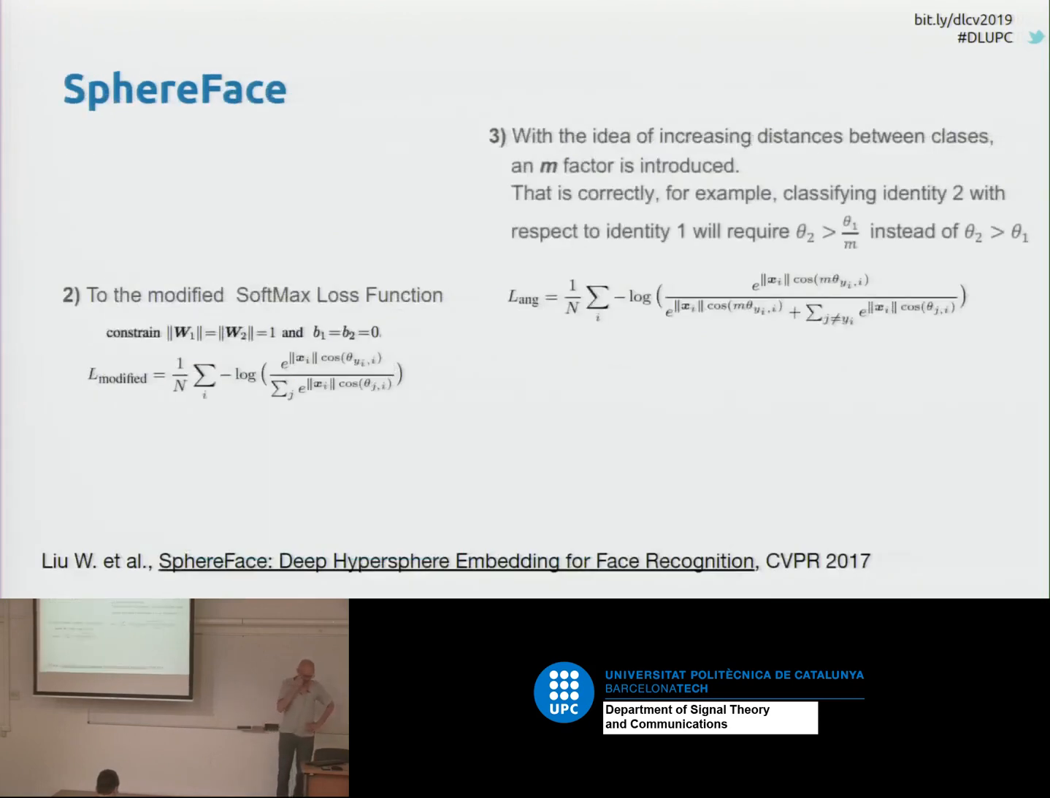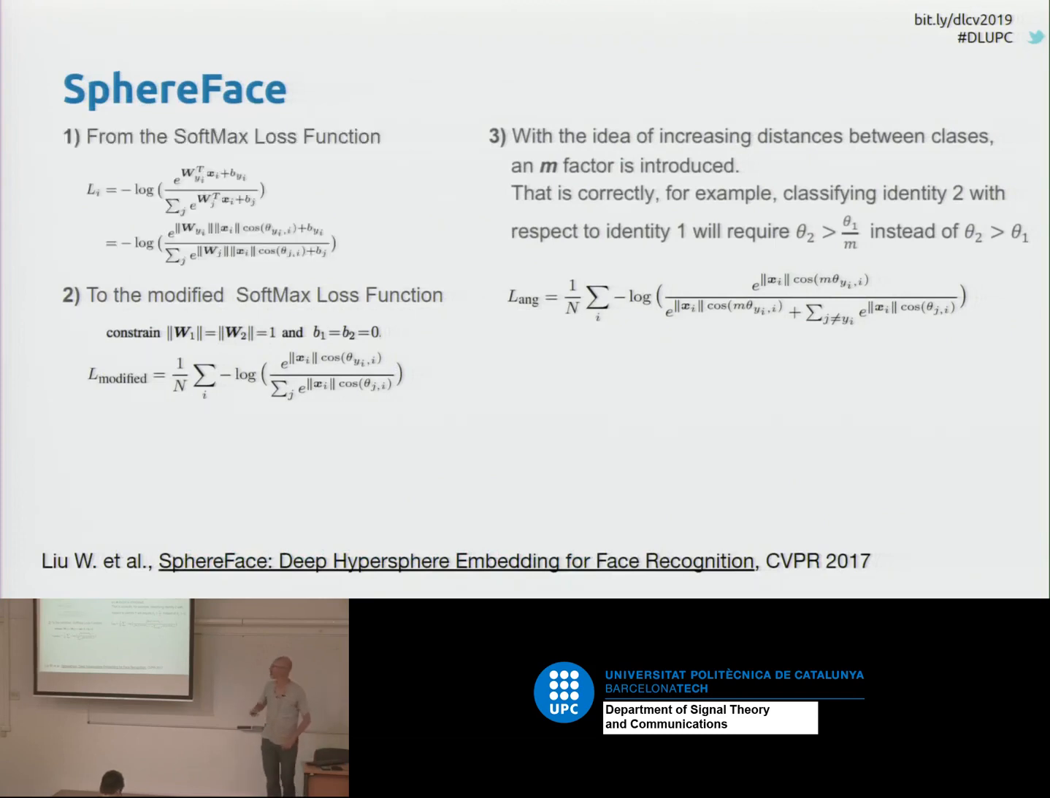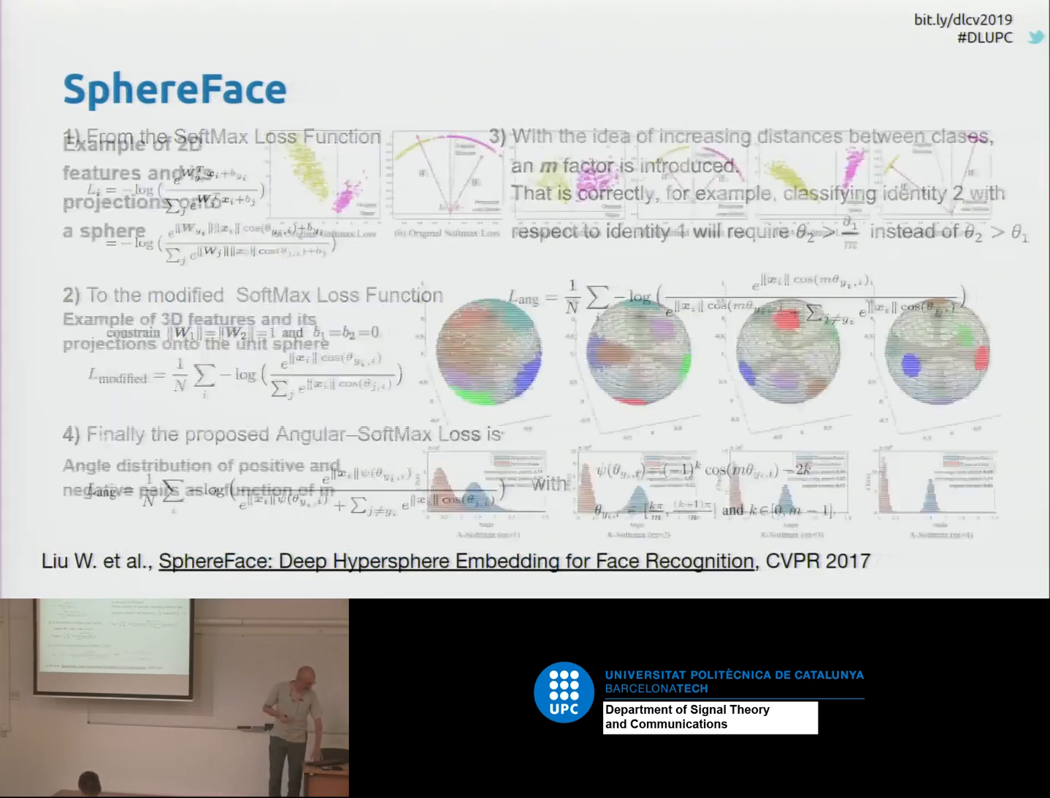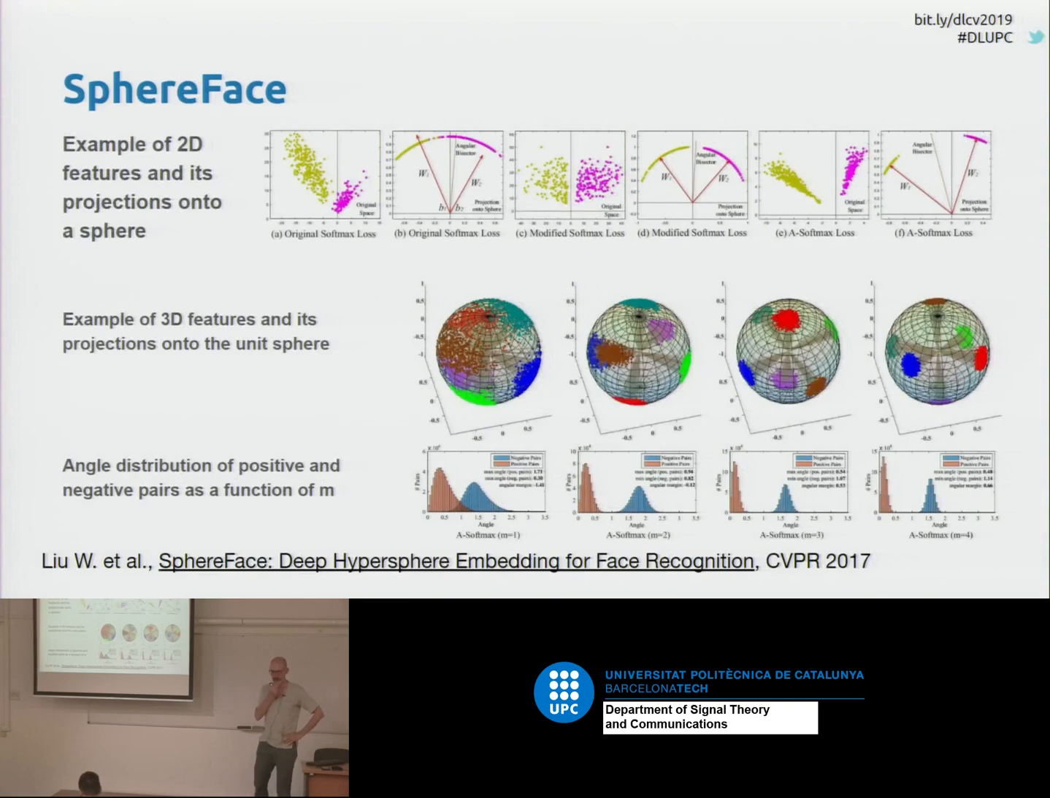Finally, the last one that I will review is SphereFace. In SphereFace, they realized that the softmax function is creating feature vectors that have some kind of angular representation. For instance, this is a toy example with two classes, painting the feature vectors in a two-dimensional space.